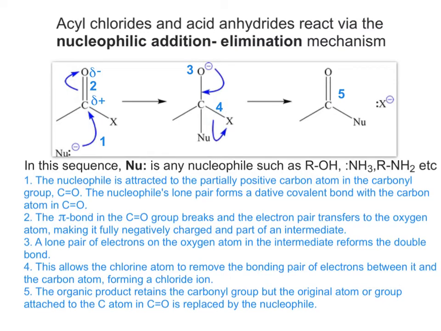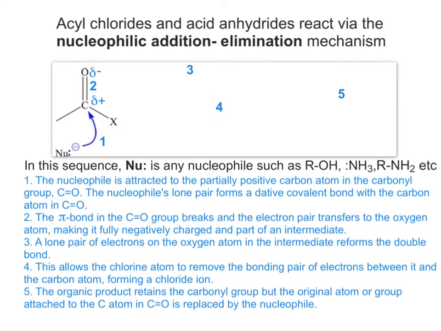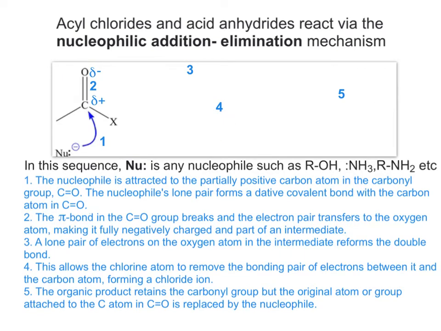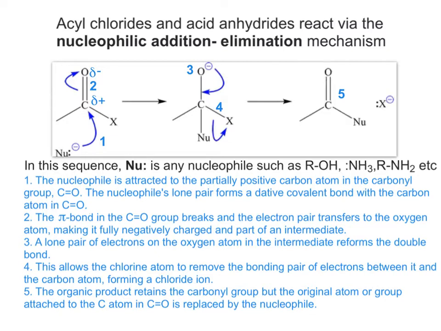So what happens is the nucleophile is attracted to the partially positive carbon atom. That's step one. And then the nucleophile will have a lone pair which will form a dative covalent bond with that carbon atom. And the carbon atom is the one in the carbon double bond oxygen.